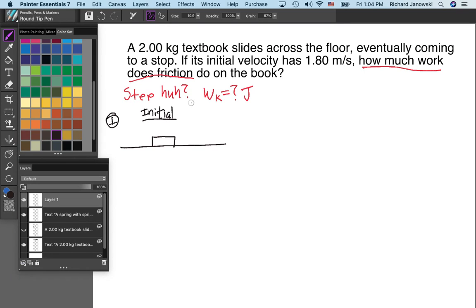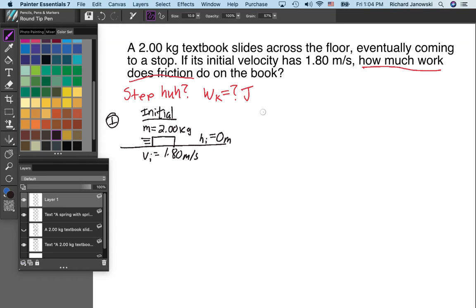Okay. So there's a book. I'm not going to put any more detail on the book. So the book is moving. The book has a mass of 2 kilograms. It's got an initial velocity of 1.80 meters per second. And what height is it at? This thing's not going to change heights throughout this problem. So we're going to say it's at a height of 0. So there's our initial sketch.